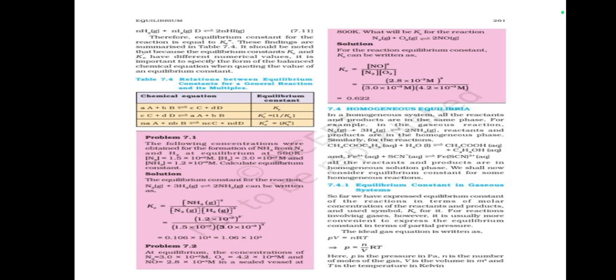Homogeneous equilibria. Equilibrium constant in a gaseous system, PV = nRT. Now Table 7.5, equilibrium constants Kp for a few selected reactions.